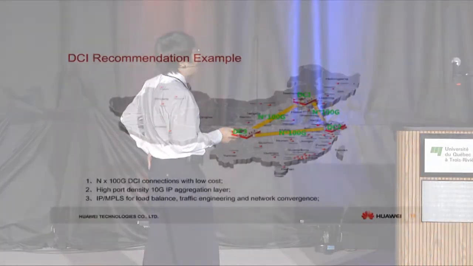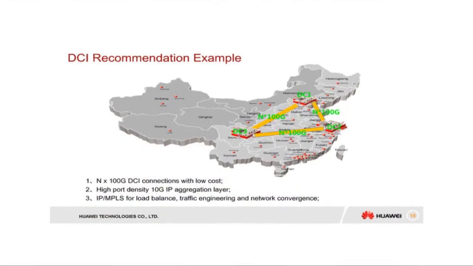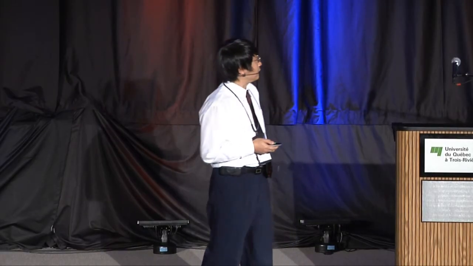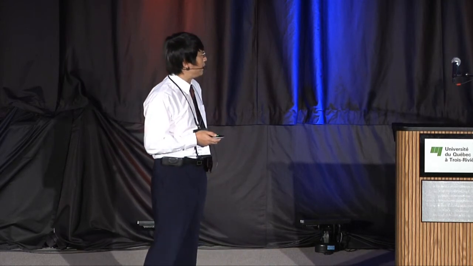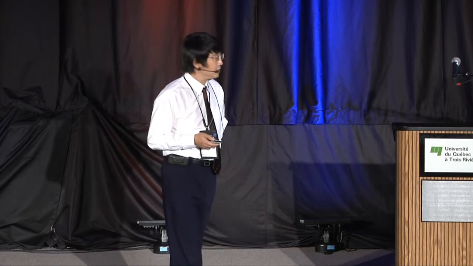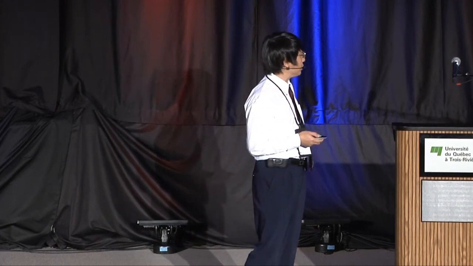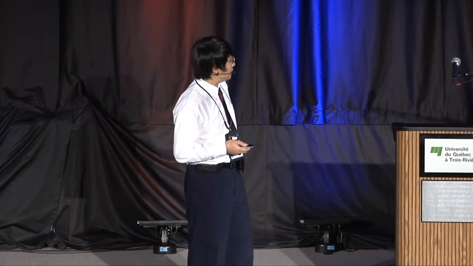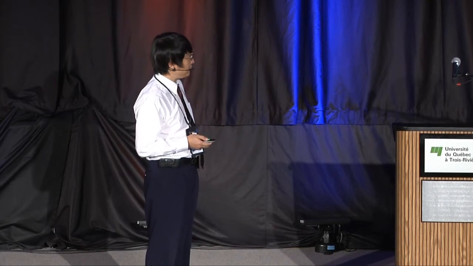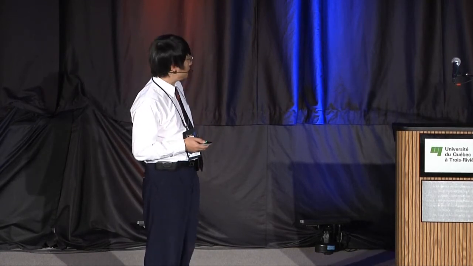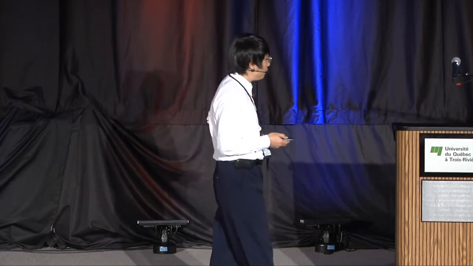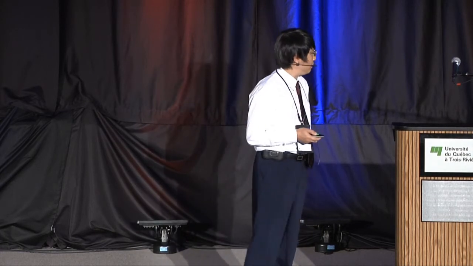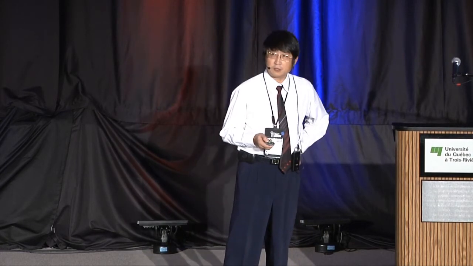Here is another example, a recommendation for a service provider. There are 3 DCs. We can provide N times 100 gig with very low cost equipment to connect them together, with each device having very high port density. We could provide IP and MPLS for load balancing and the different services.